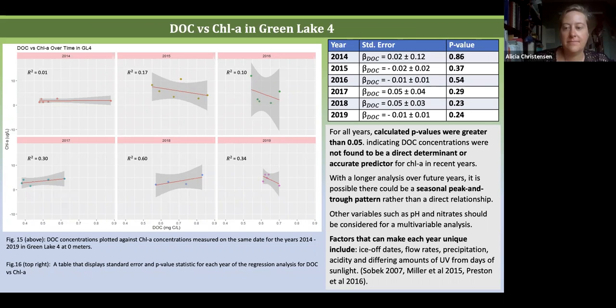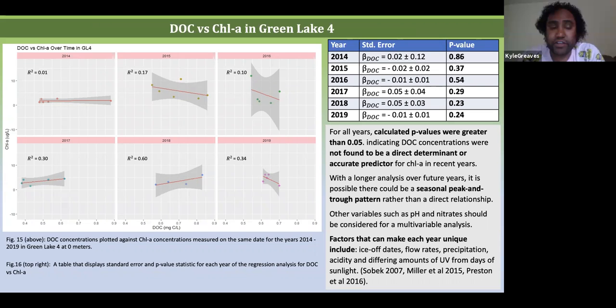Okay, awesome. So key takeaways, I don't think DOC is an accurate predictor for chlorate. I think many other factors need to be looked at, like pH and nitrates, but I do think that there is a seasonal peak and trough pattern as seen by the graph, rather than a direct linear relationship. So I think future work could include a longer analysis over many more years.